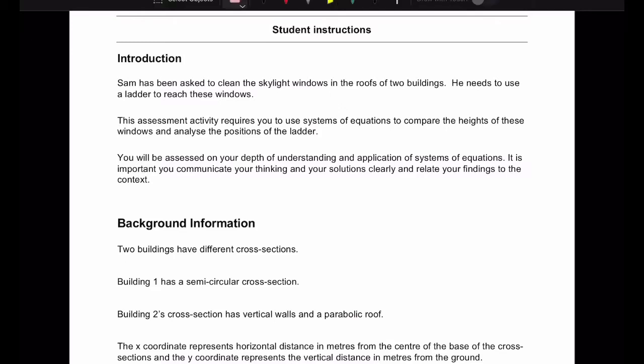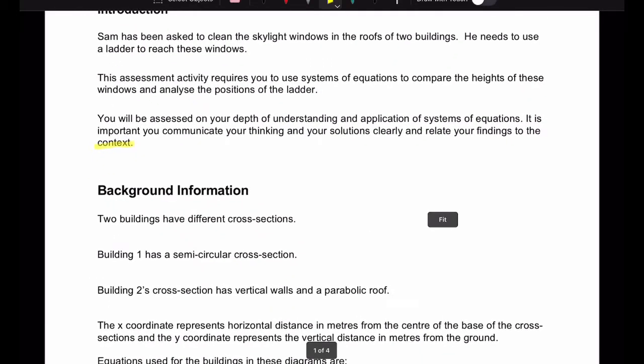I'm going to highlight the word context. I'm not sure if your teachers have told you, but if you don't write your things in context, you won't pass and you won't get your merit or excellences. So that's something that you need to do.